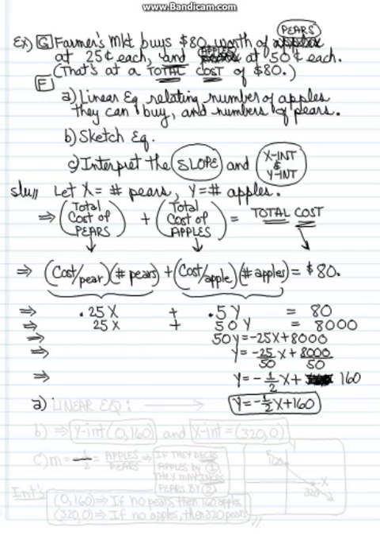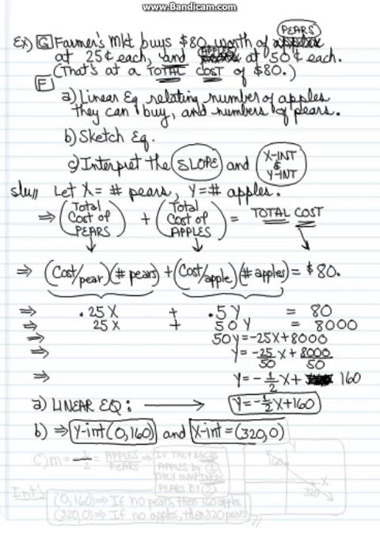Part C, interpret the y-intercept. The b value is 160 in the equation, so the y-intercept is (0, 160). And the x-intercept is where you let y equal 0 and solve for x. You'll get 320, so it's the ordered pair (320, 0). All right, that's what you get when you actually look for the x-intercept and the y-intercept.